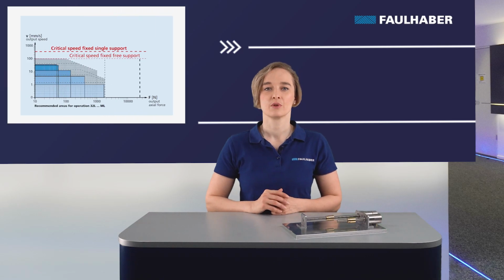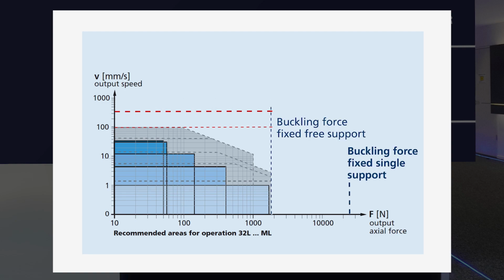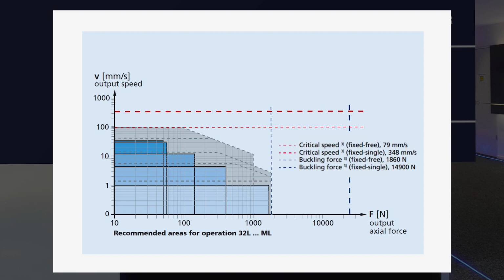The red lines show the critical speed for standard screw length with standard nut, the thicker line for fixed single and the thinner line for fixed free support. The vertical blue line refers to the buckling force, also here for the standard screw length and the standard nut, for fixed single and fixed free support. To make it easier to read, we wrote the values next to the graphic.